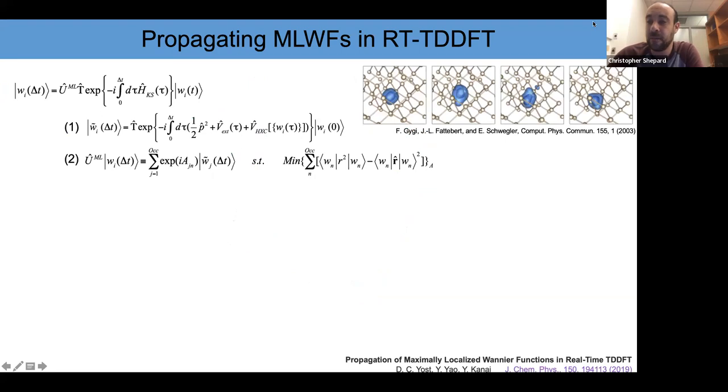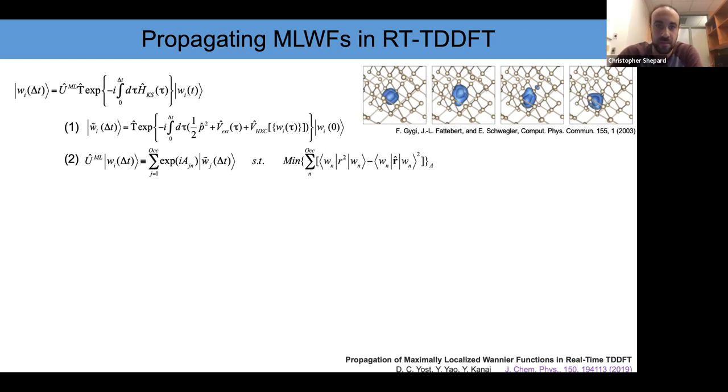So for our group, we do all our work in the Qball code. Our implementation of maximally localized Wannier functions is based on the work done by Francois Gygi and collaborators in the Qbox code, where they use the sine-cosine method to maximally localize the Kohn-Sham single particle orbitals. In their work, they had only done this for real wave functions, but they had discussed being able to extend it to complex wave functions, which is what we have done.